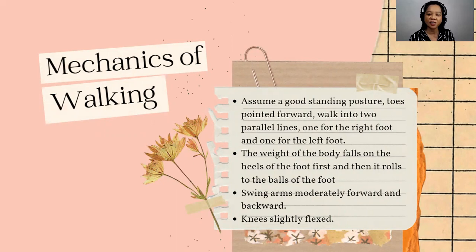So dun sa mechanics of walking naman, assume a good standing posture, toes pointed forward, walk in two parallel lines, one for the right and one for the left. Yan, two parallel lines. And the weight of the body falls on the heels of the foot first, and then it rolls to the ball of the foot. And then swing arms moderately forward and backward, knees slightly flexed. So yan yung good mechanics of walking, and see to it na stomach in, chest out.